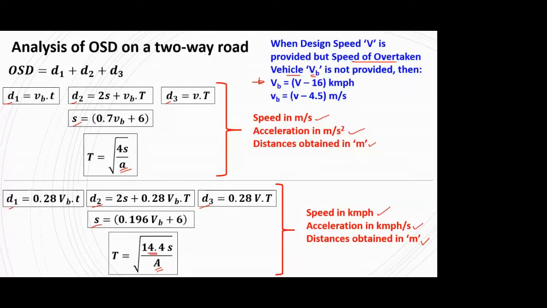And in case the design speed is given in meter per second, which is rarely the case, then too, your small vb value will be small v, that is the design speed in meter per second, minus 4.5 meter per second.